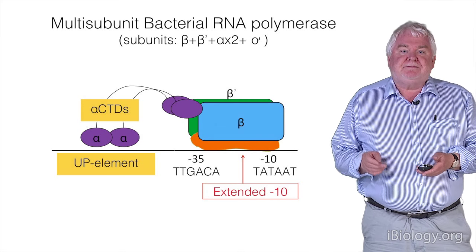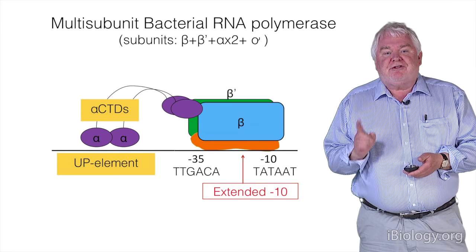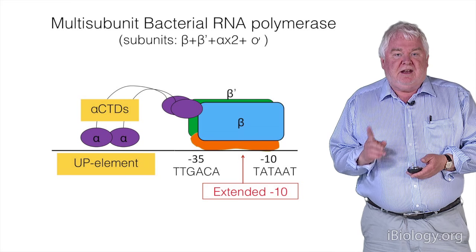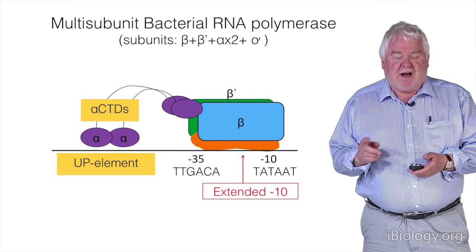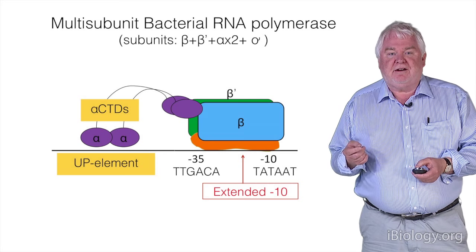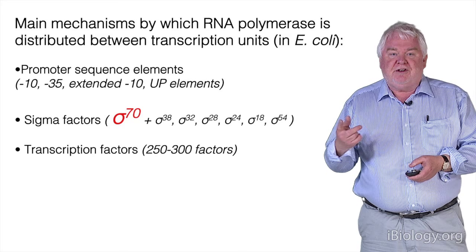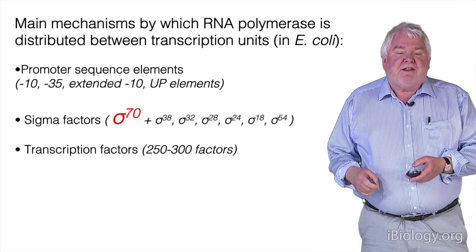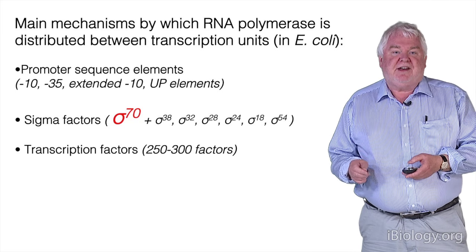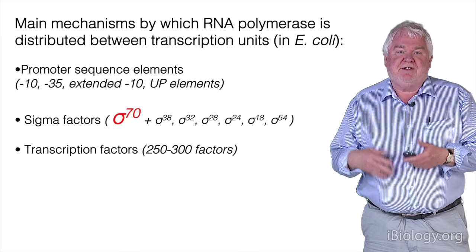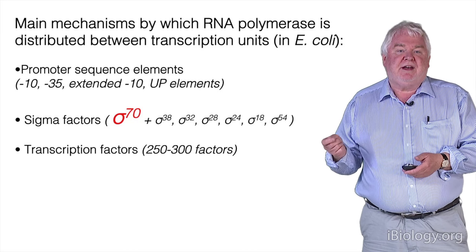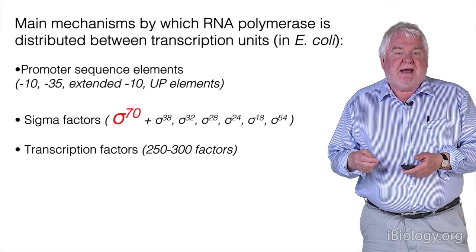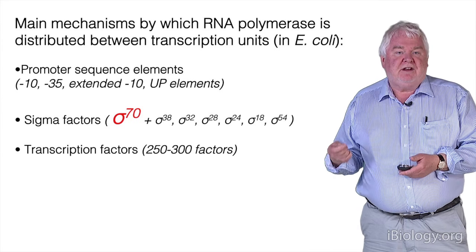Now, a moment ago, I told you that different transcription units receive different amounts of RNA polymerase in Escherichia coli. The question is why? So if we look at the textbook, we'll see that there are three reasons, and they're listed here. First one is what I just told you. The different promoter sequence elements, the minus 10, the minus 35, something called the extended minus 10, which is the region between the minus 10, minus 35, and the up elements differ from one promoter to another. So according to the precise sequence, a promoter is going to be able to capture polymerase more or less efficiently.